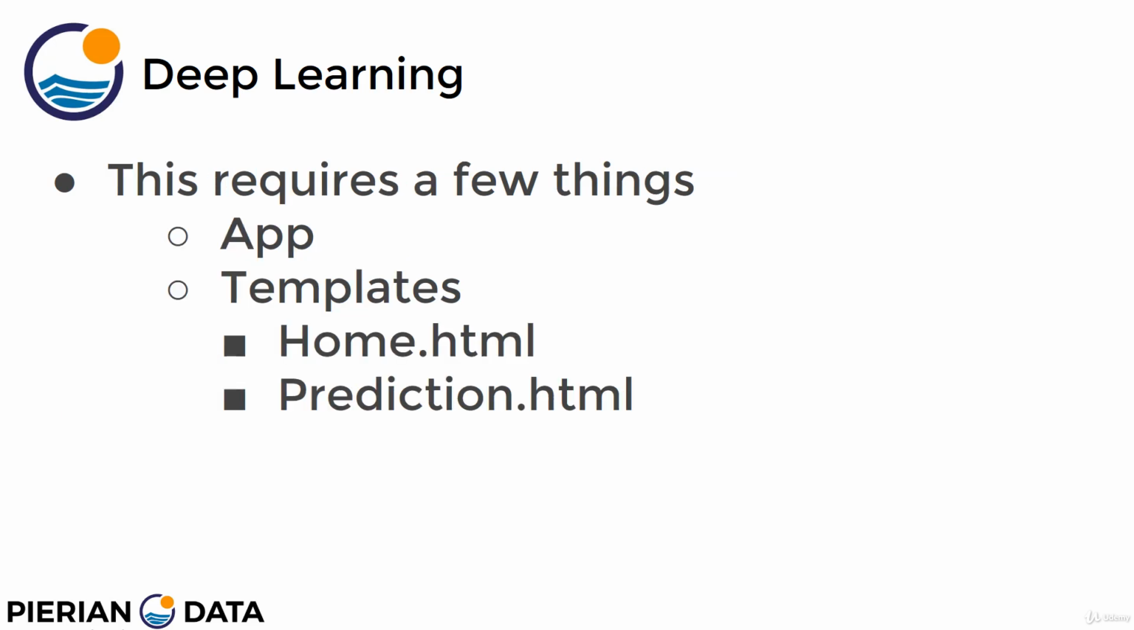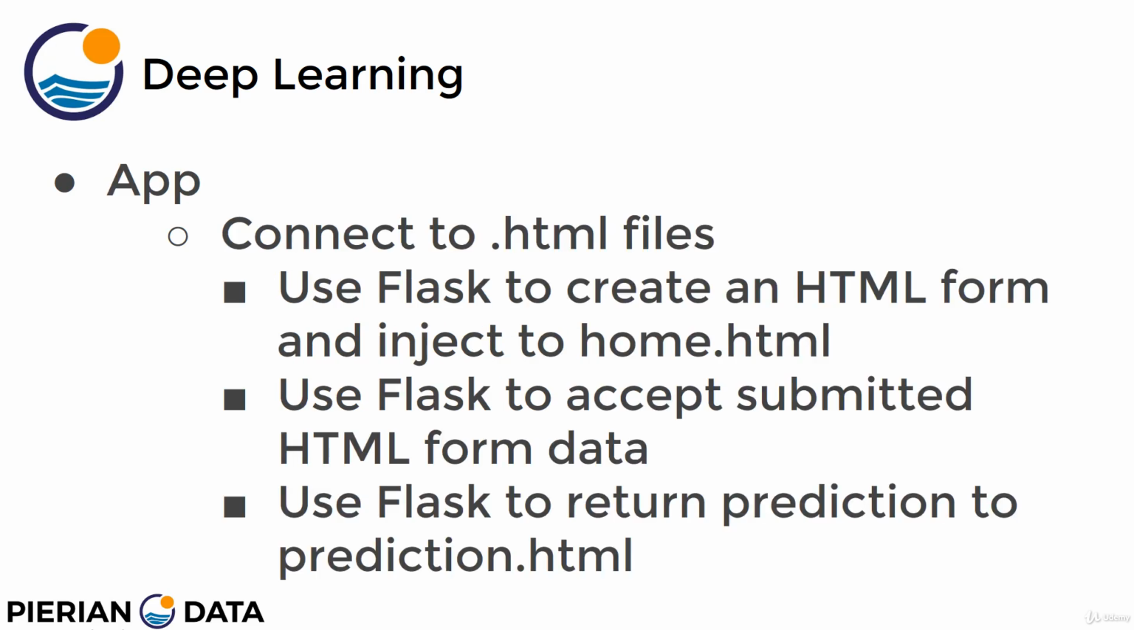Okay, so let's talk about what this actually requires. We're going to need our application, which we already have as myexample.py. We're going to need to add a few things to it in order to connect it to, underneath a template folder, two HTML files, home.html and prediction.html. So we add a couple of things to the application to connect to those templates. Let's talk about each of these aspects.